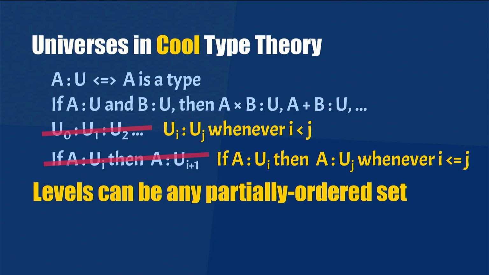And then for the cumulativity, if a type A is a member of Ui, that is supposed to be the smaller universe, then A is also a member of Uj, that is a larger universe, whenever i is less than or equal to j. So you just generalize it to any partially ordered set. And that really means that you see that there is no star there. There's no star there, so there's no lying.